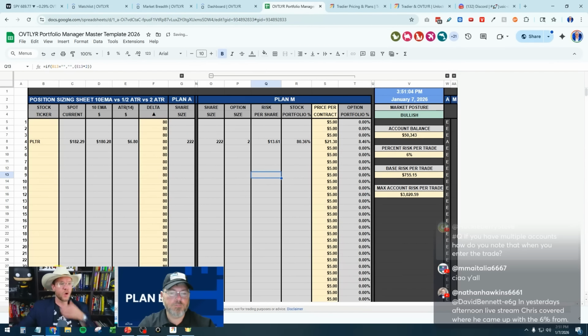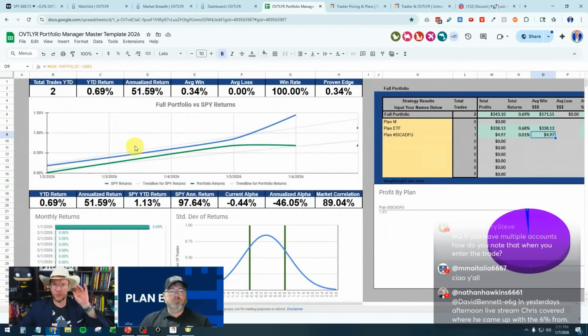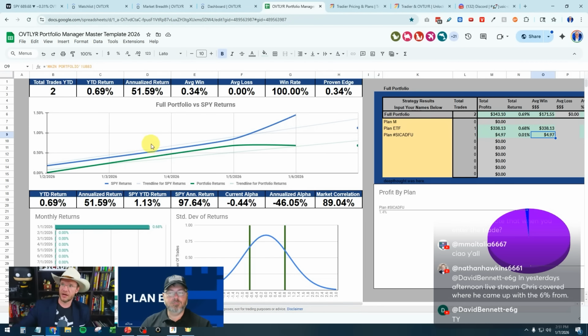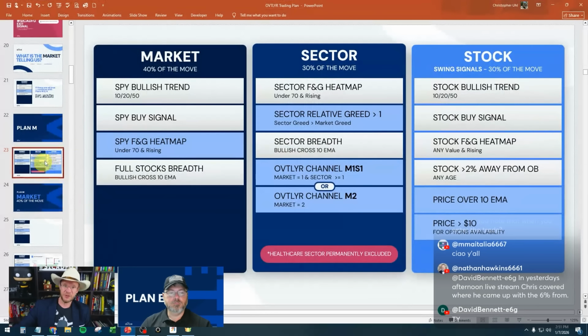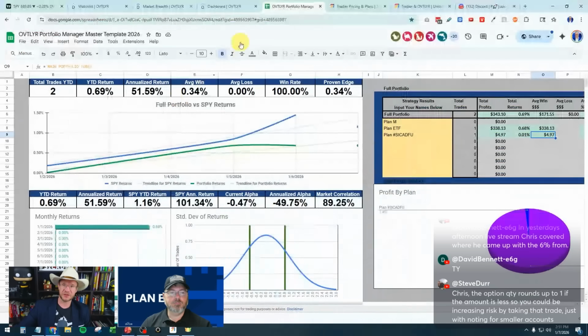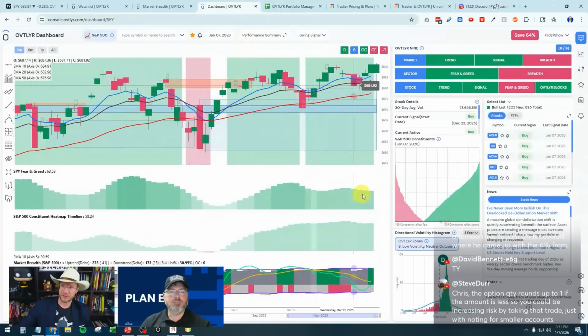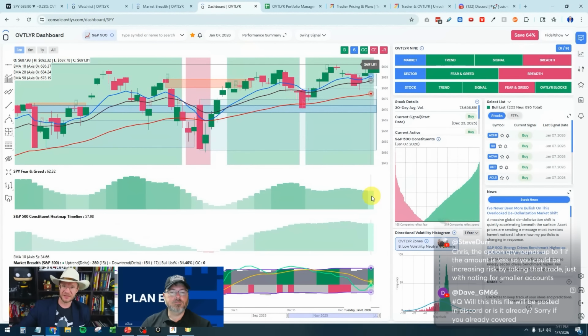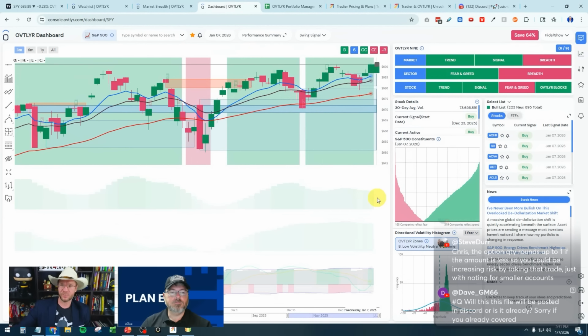Okay, so Joe, we have covered the trades that we put on so far for the year. We have updated the portfolio manager so far for the year. Huge returns to be had, 69 basis points of returns. Let's go. But let's see, are there any new trades to take? Well, the SPY is in a bullish trend. SPY is a buy signal, but the SPY and fear and greed heat map is under 70 and falling. Talked about that a couple minutes ago. It's actually at 62.32 today, and it's falling.